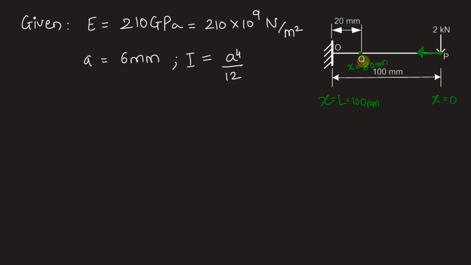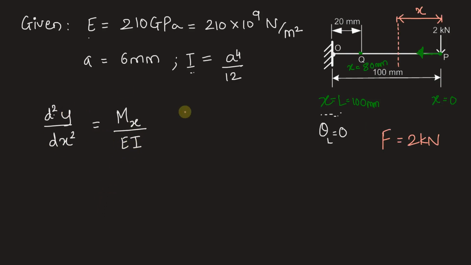For finding the slope at point Q, the easiest method is to use the double integration method. It will be the easiest and the shortest one to use, and so we are going to use that method. For the double integration method, we start with the equation d square y by dx square is equal to the moment about any section x divided by the bending rigidity EI. The moment that this force creates is F into x. It's a clockwise moment and we take anti-clockwise positive, so clockwise will be negative. So we have minus F into x divided by EI. This is the governing equation: d square y by dx square is equal to minus Fx by EI.